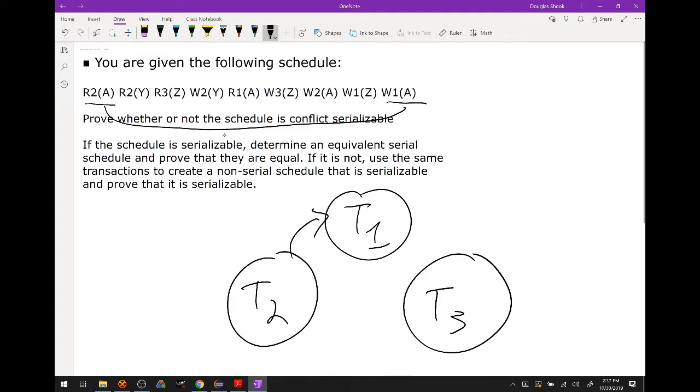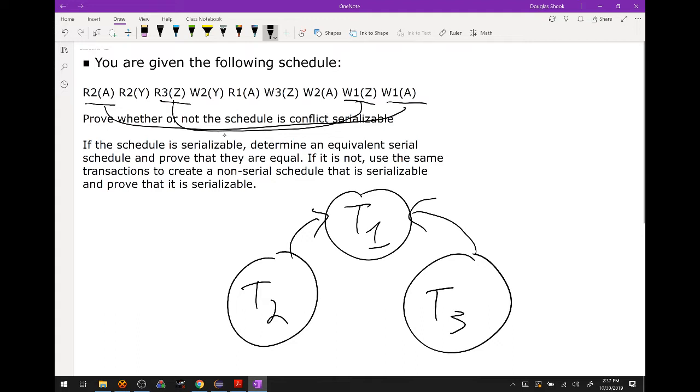So I see R2 also reads Y, writes Y, okay? R3 reads Z. Is there a write to Z later on? Yes, there is down here. Here's another one, right? So we'll draw the edge from T3 to T1.